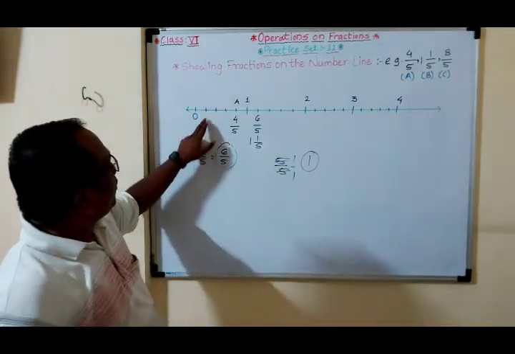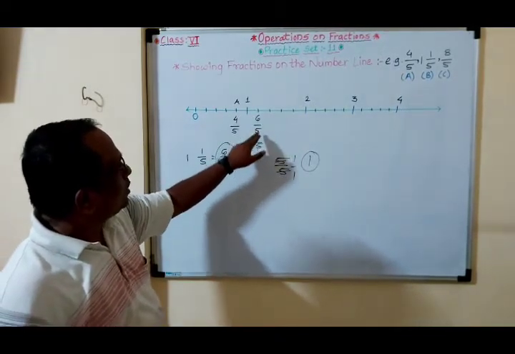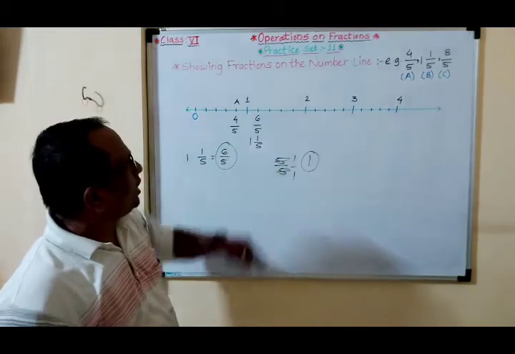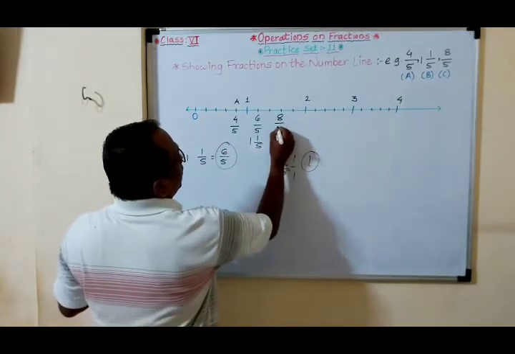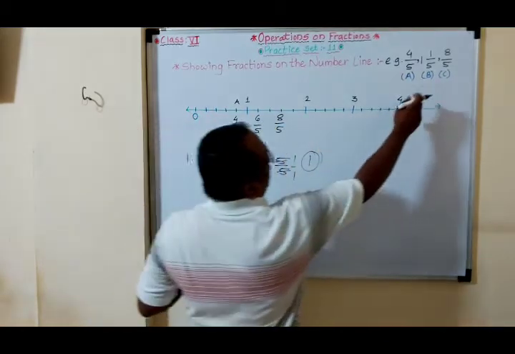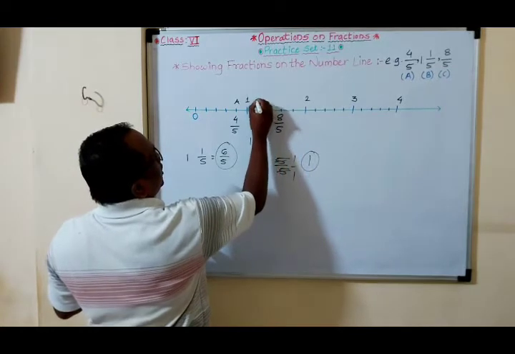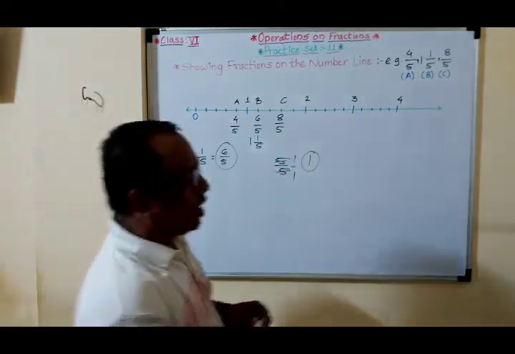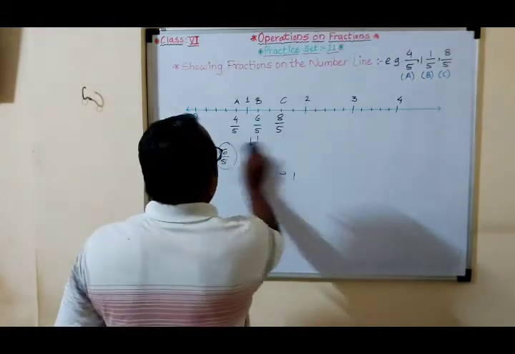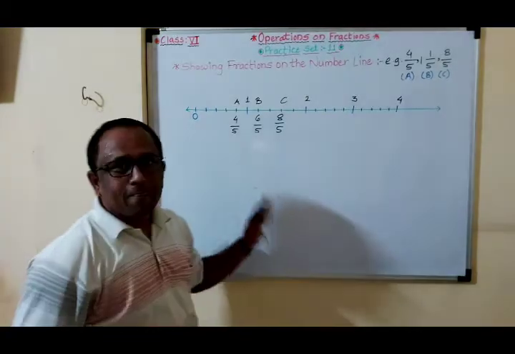So 1 upon 5, 2 upon 5, 3 upon 5, 4 upon 5, 5 upon 5, 6 upon 5, 7 upon 5 and 8 upon 5. So here 7 upon 5 and this is 8 upon 5. They give the names 6 upon 5 or 1 whole 1 upon 5, that is B, and this is C. Okay, this way you have to show it, students, on the number line.